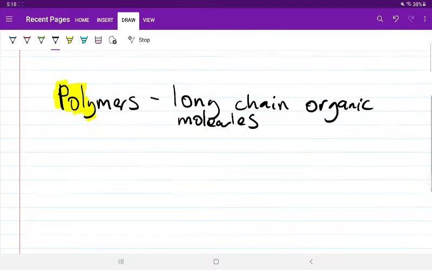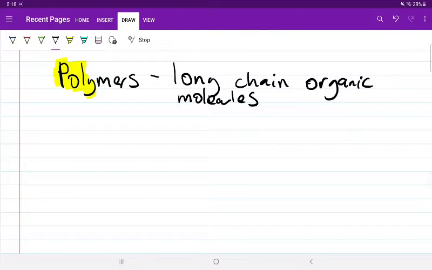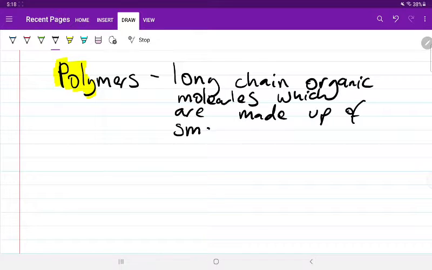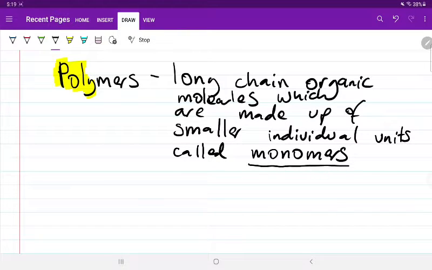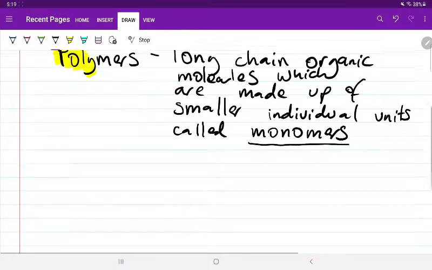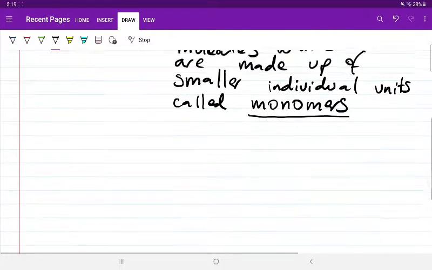So polymers are long chain organic molecules which are made up of smaller individual units called monomers. So mono, one, all right, and then the poly would be many.